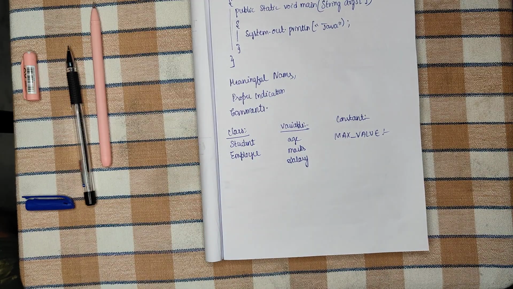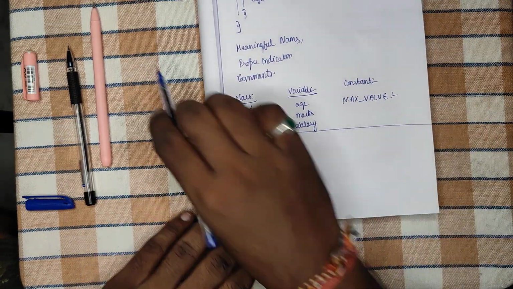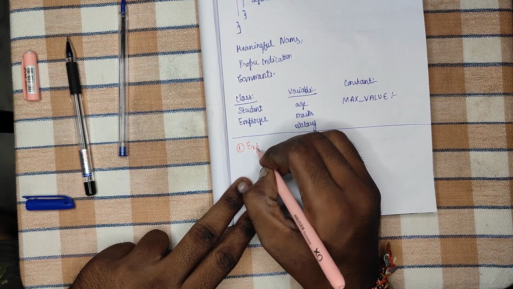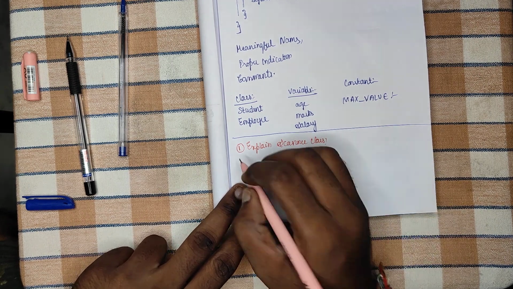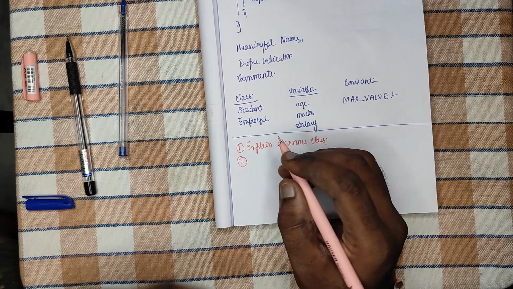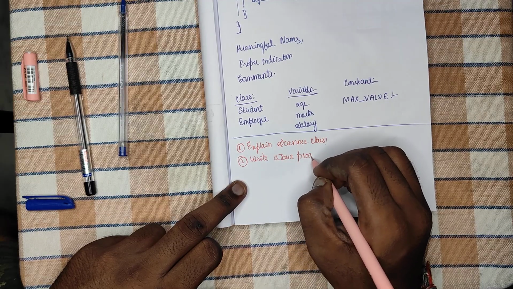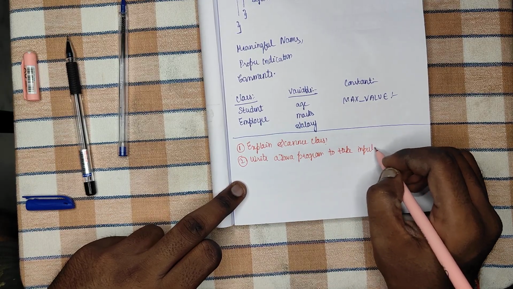So this is it. Today we have learned about user input, Scanner class, nextInt, nextDouble, nextLine, escape sequences, comments, and programming style. For semester examinations, I'm going to give some questions to practice. Please do look at these questions. Explain Scanner class. Write a Java program to take input from user.